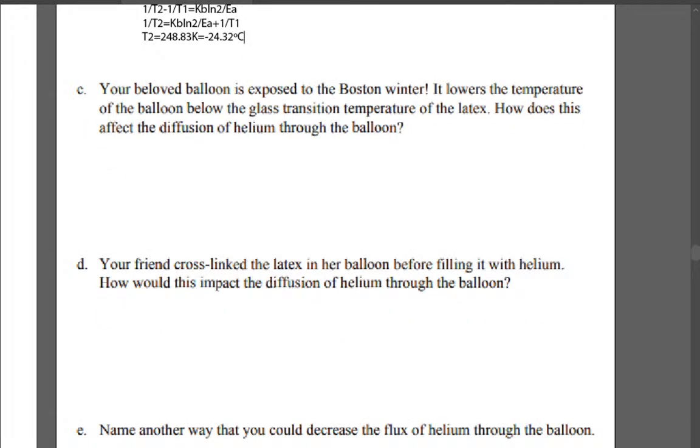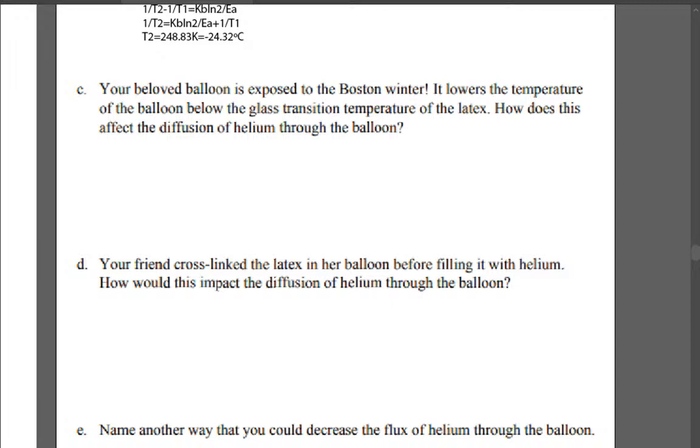Your beloved balloon is exposed to the Boston winter. It lowers the temperature of your balloon below the glass transition temperature of the latex. How does this affect the diffusion of helium through the balloon? Does it go faster or slower?